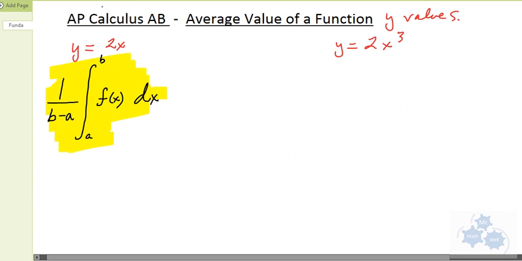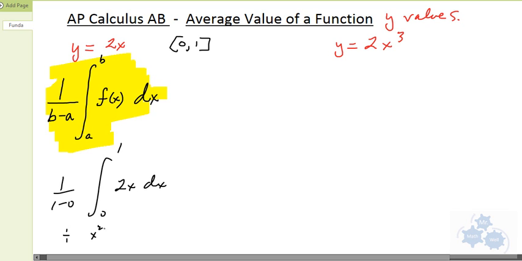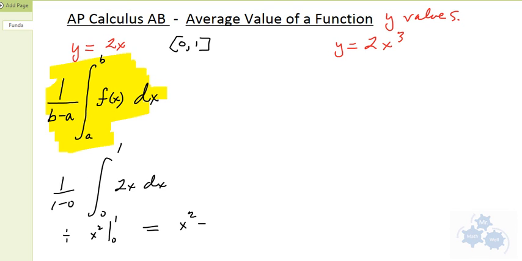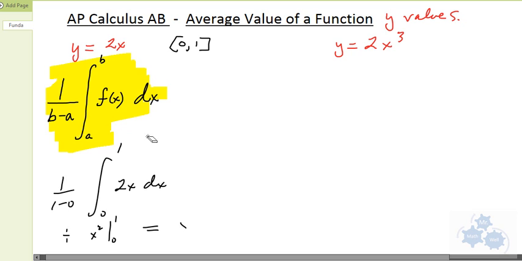Okay, so let's try it with this one for the 2x, and again we're going to go on the interval 0 to 1. So 1 over 1 minus 0, integral 0 to 1 of 2x dx. That's going to be 1 over 1 times the integral of 2x. That's going to go to a 2 and then over 2. So that's just going to be x squared evaluated from 0 to 1, which is going to be x squared. No, just write it this way.